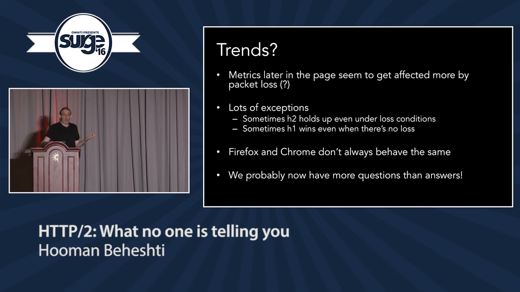We've seen lots of exceptions, right? We saw places where H2 held up with packet loss. We saw places where H1 was winning with no packet loss. And we definitely saw that Firefox and Chrome didn't behave the same. That's an interesting issue. I have a theory, of many, that if I have time, I'll share with you a little bit later. And it's probably safe to say that when you look at data like that, there are more questions than answers, unfortunately. I really wanted to stand up here and give you these magnificent, great rules of thumb, but I can't. There's no thumbs to be ruled.